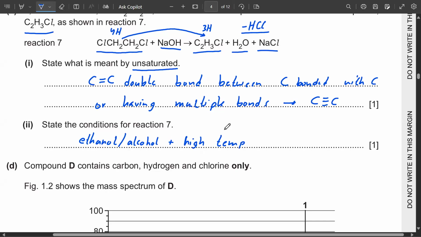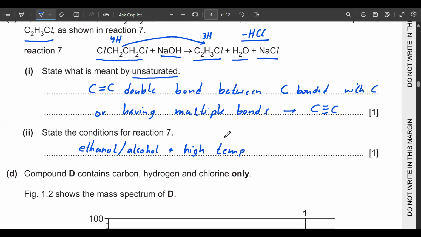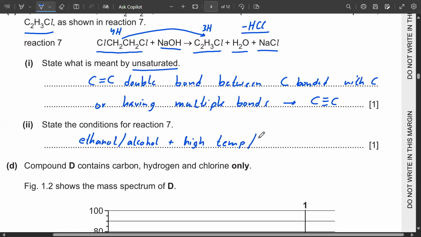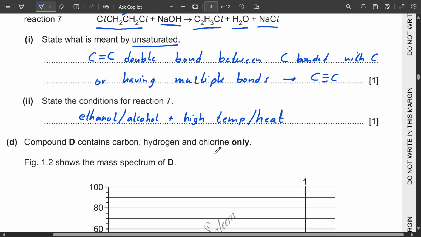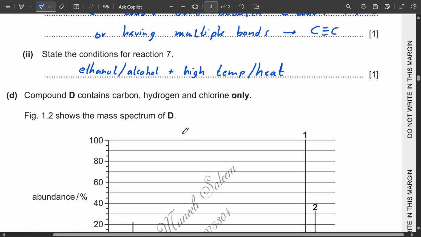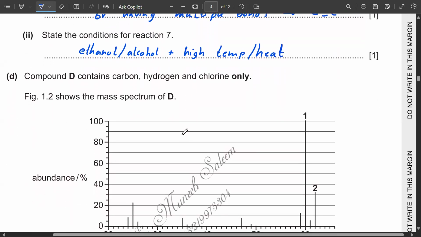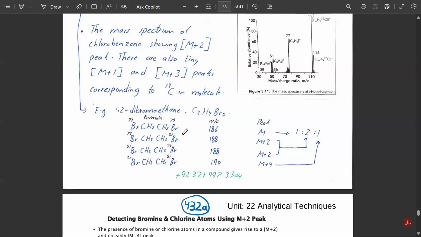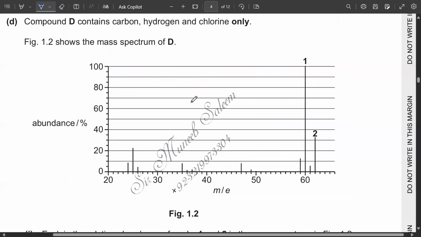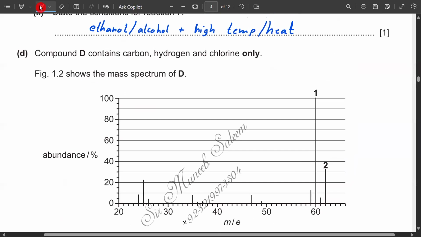So these two conditions are required for the reaction, or you can also say heat instead of high temperature. Now the next question, number D. Compound D contains carbon, hydrogen, and chlorine only. Figure 1.2 shows the mass spectrum of D.